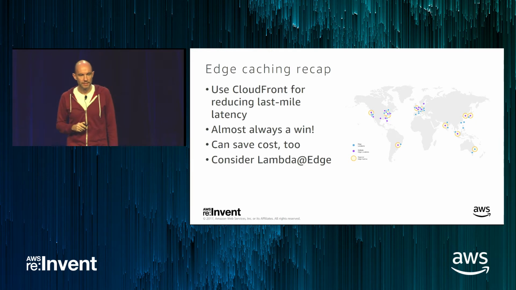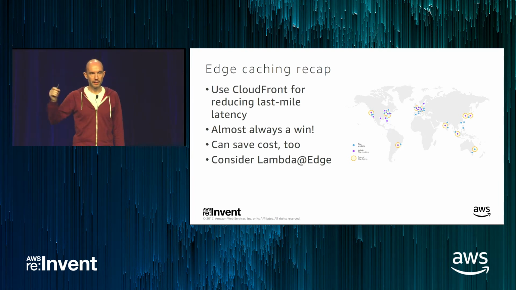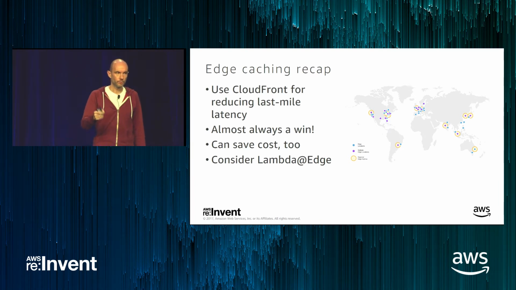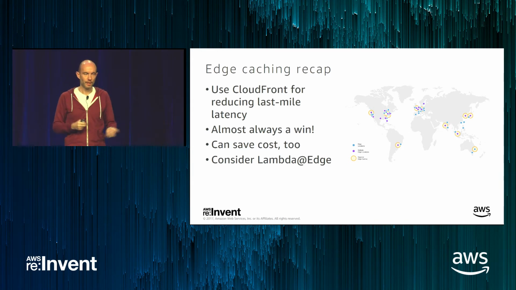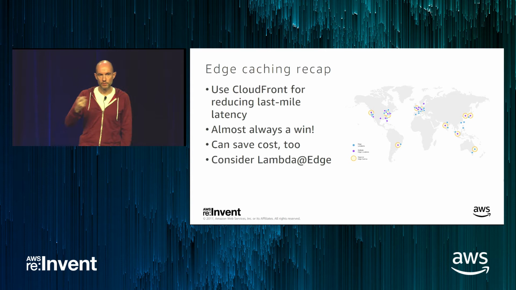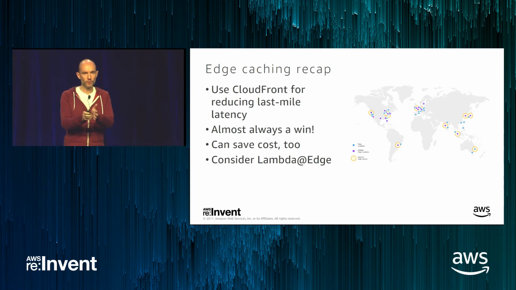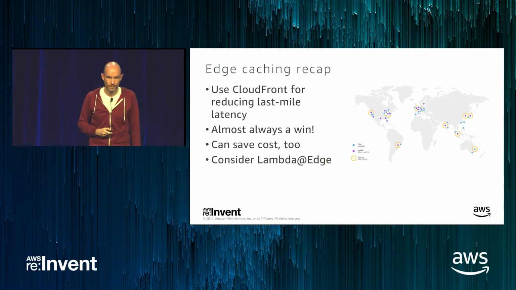The other thing is you can save cost with CloudFront too, because gigabytes delivered over CloudFront are cheaper than gigabytes delivered without CloudFront through the normal IP address or through the normal region networking. So even if it doesn't help you a lot with latency, which I would doubt, it really helps with your bill too. And the other thing is you can now use Lambda at the edge to bring your code, your logic, closer to your applications, or sorry, closer to your users.